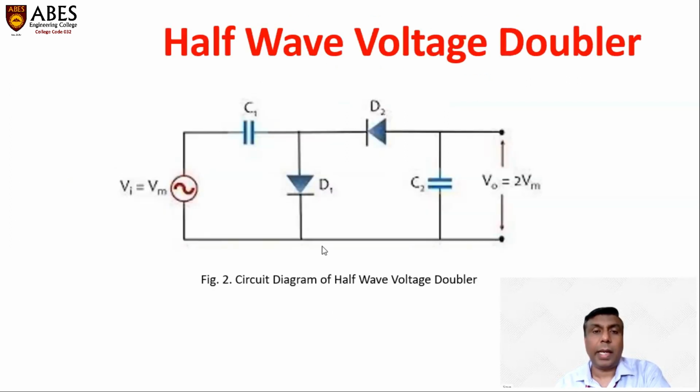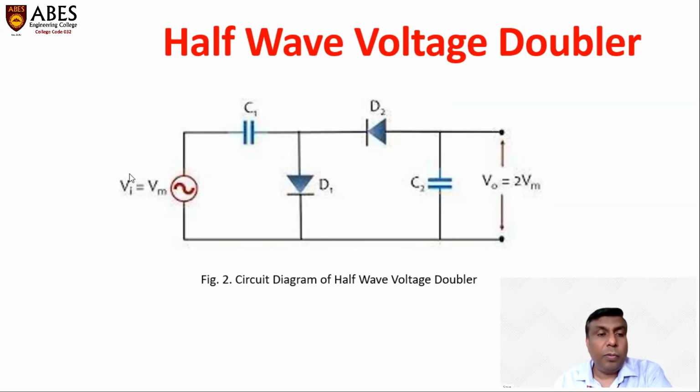Now this is the circuit diagram of the half-wave voltage doubler. Here we can see there are two capacitors C1 and C2, and the circuit comprises two diodes D1 and D2. We will take the output voltage V0 across capacitor C2.